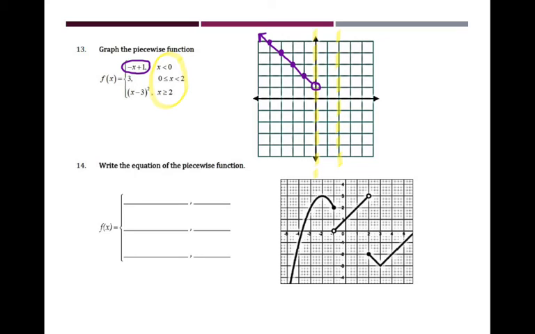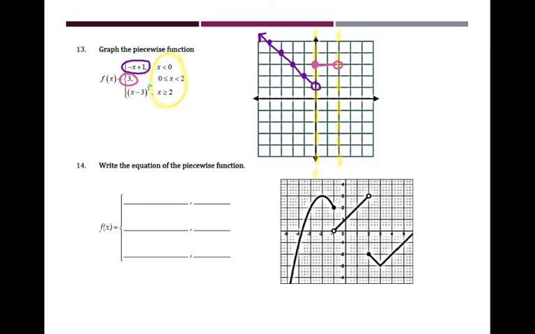For my middle function, which I'll go ahead and do in pink, that is equal to 3. So that's going to be a horizontal line in between 0 and 2. So I'm going to go to 3 on my y-axis. I'm going to go ahead and draw my horizontal line. And when I hit that boundary of 0, it can equal 0 right here at my inequality. So I'm going to make this a closed circle. But right here, it cannot equal 2. So that means at that point, I'm going to make that an open circle.